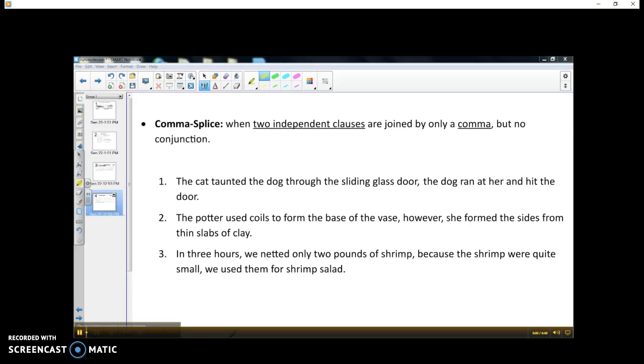Now, a final way that you could actually correct this is, remember, you could always make these two separate sentences. Now, again, as I mentioned on the last slide, the only problem is you now have two simple sentences, and that could sound really, really choppy.